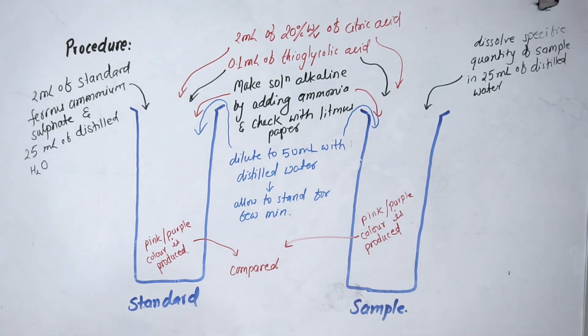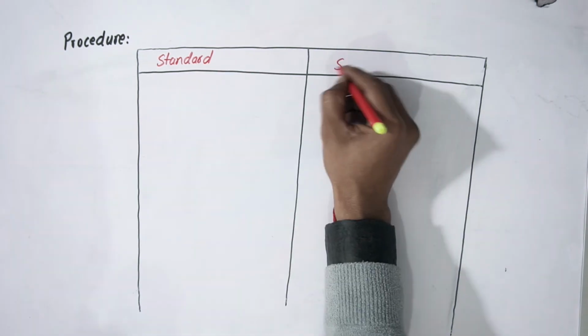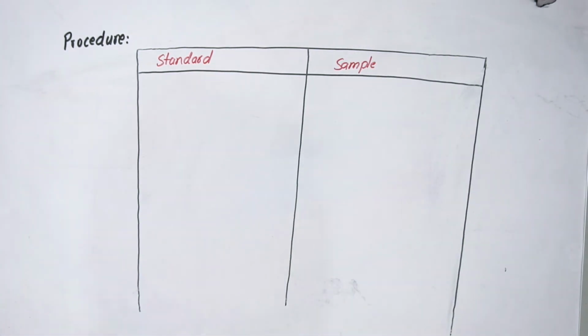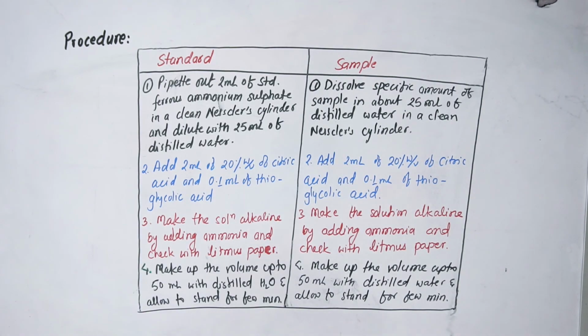Whatever we have understood under the procedure section, we are going to write in a tabular form for our exam purpose. We are going to make two columns, one is standard and another is sample, and whatever points we have understood we will write step by step, and we will finally get it like this.